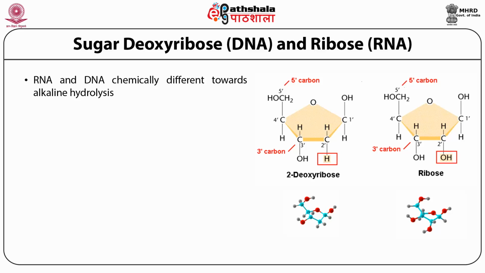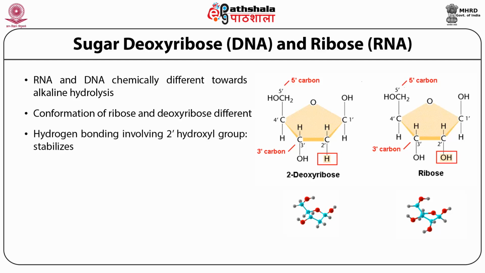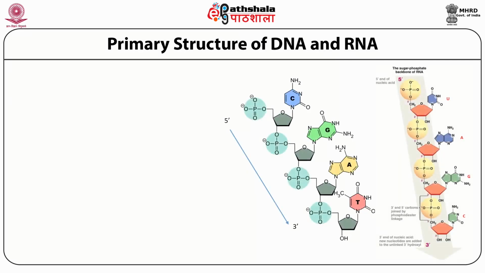Also, another thing to be noted is that the conformation of the ribose and deoxyribose units may be different. You can see here in the ball and stick model that deoxyribose and ribose sugar are a little different. Also, the hydrogen bonding involving the second hydroxyl group stabilizes some of the RNA structures. We can see some of the secondary structures of RNA. So this shows the primary structures of DNA or RNA.